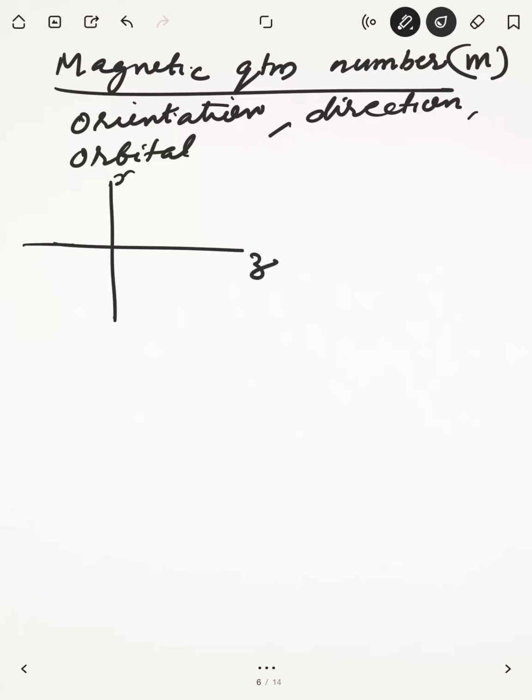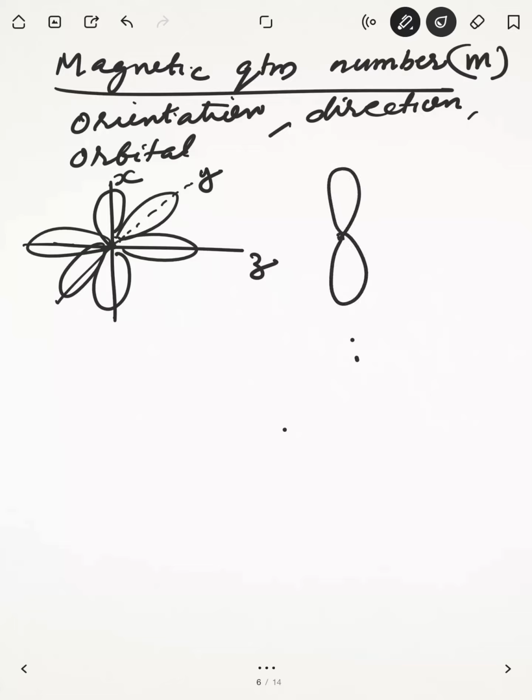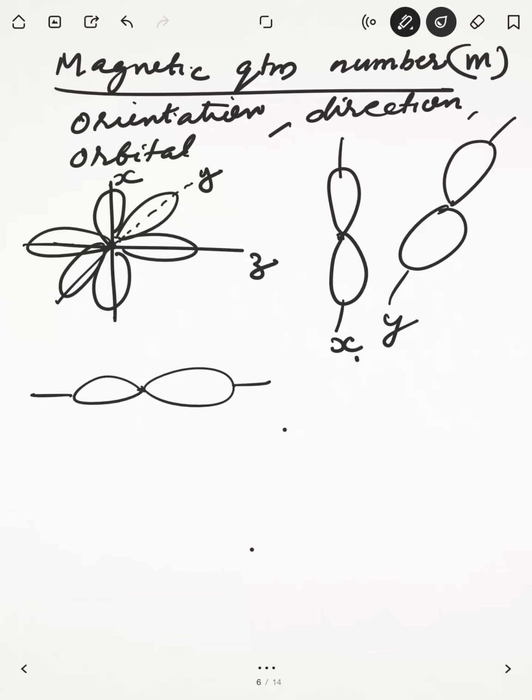Suppose this is Z axis, X axis, and Y axis, this is below the screen and this is above the screen. Let this be Y axis. So a dumbbell shaped P subshell can be along Px like this, along Py like this, or along Pz like this. So for Px we show like this, x axis. For Py we show like this, y axis. For Pz like this, that is z axis. So Px, Py, Pz, with respect to standard set of coordinate axes, Px along x-axis, Py along y-axis and Pz along z-axis.